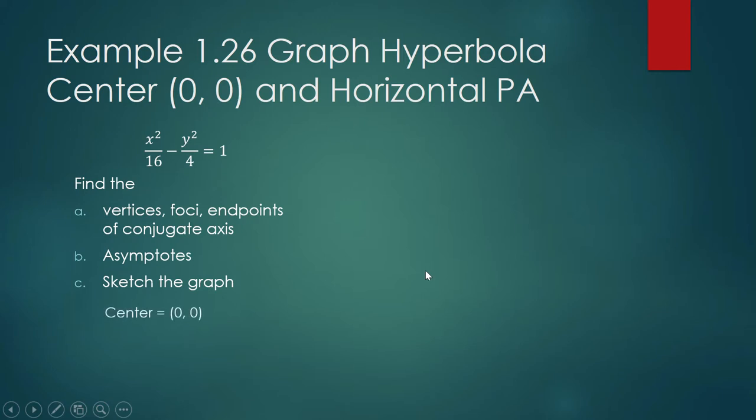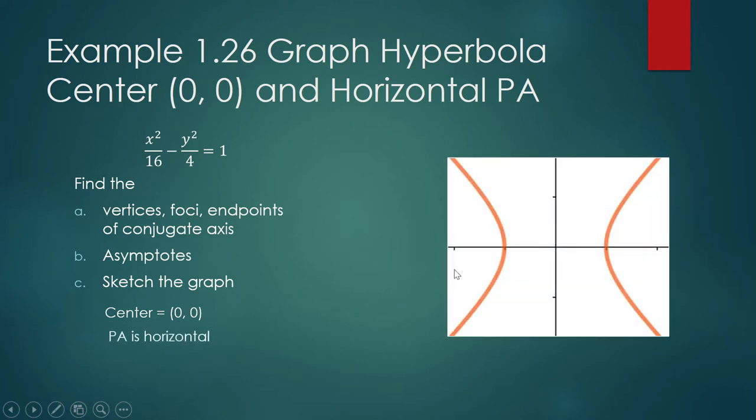What do we know about this hyperbola? Well, its center is at the origin. This already tells us that the principal axis is horizontal. But even without that clue, we can tell that the principal axis is horizontal based on the term that comes after the subtraction. When it's the y squared that comes after the subtraction, the principal axis is horizontal. So this is how the hyperbola might look when the principal axis is horizontal.